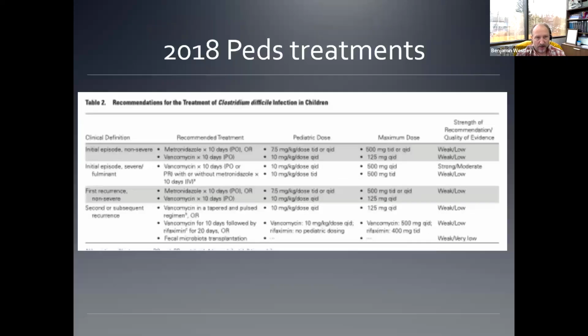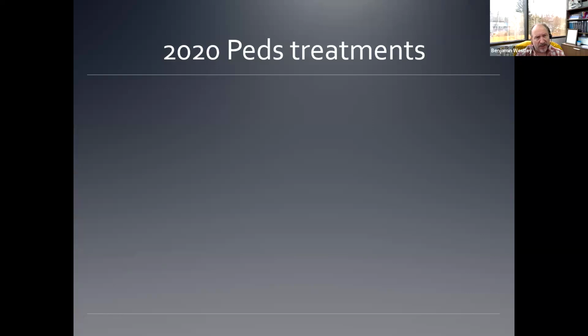In 2018 for pediatrics, basically metronidazole or vancomycin were given initial sort of equivalent force and effect. Most children don't get overly ill from this, although children with hematologic malignancy certainly can. We've really moved to using more vancomycin in children. Now in 2020, fidaxomicin was approved for age 6 months and above.